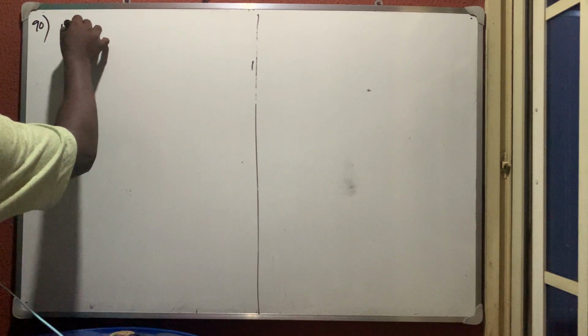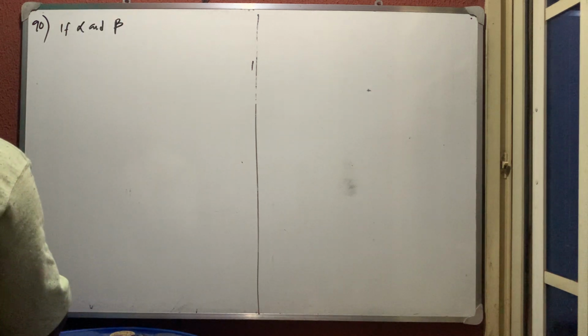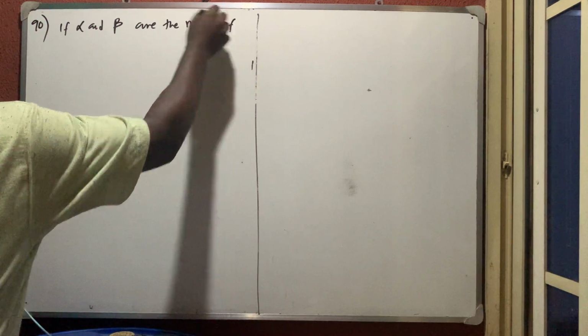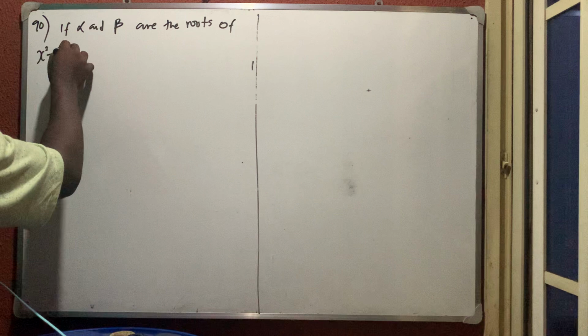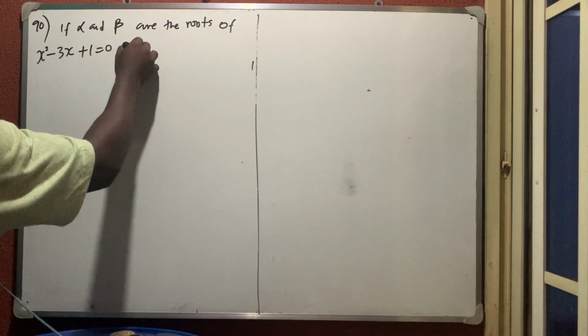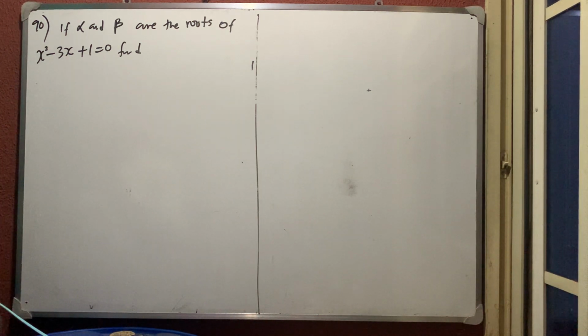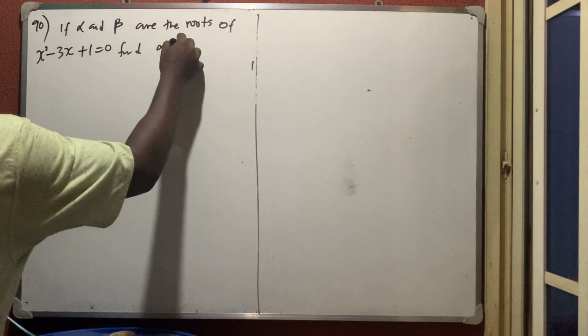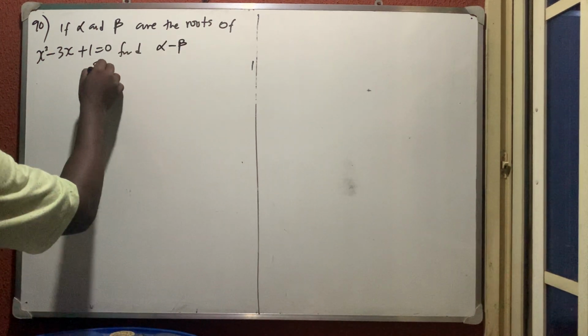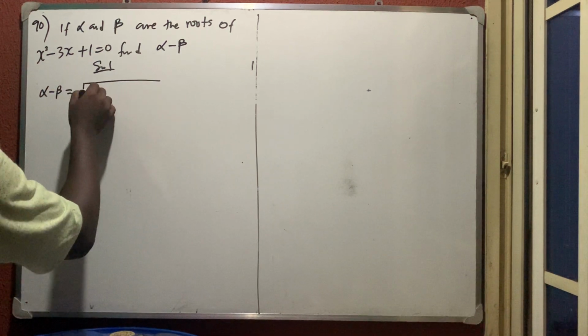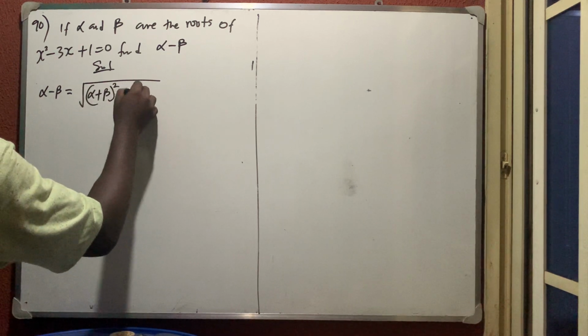Question number 90 said, if alpha and beta are the roots of x squared minus 3x plus 1 equal to 0, find alpha minus beta. Okay, solution. Now alpha minus beta is simply what? The square root of what? Alpha plus beta all squared minus 4 alpha beta.